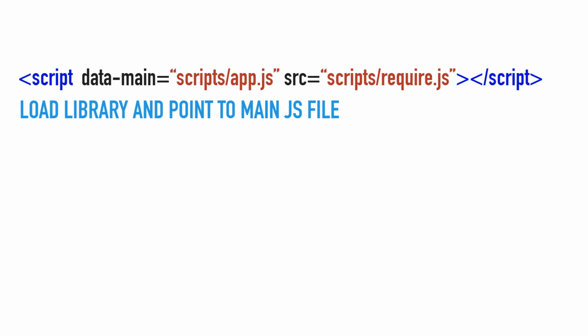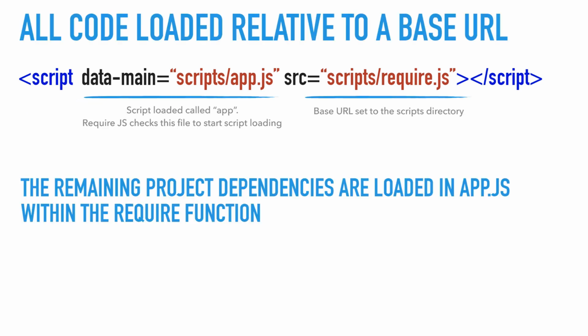What this is doing is loading our library, and then data-main is saying, once that library is loaded, load the scripts/app.js file. So just to reiterate, the script loader is called app, and Require.js checks this file to start the script loading. Also notice that all code is loaded relative to a base URL, and we'll come on to that in future lessons when we start looking at the configuration for Require.js. And all remaining project dependencies are loaded in app.js within the require function. This require keyword and also the define keyword we're going to come on to in future lessons.